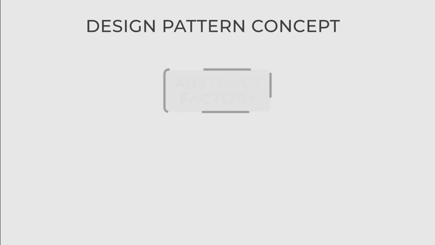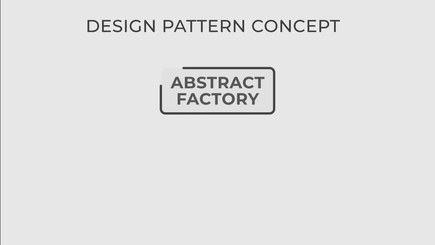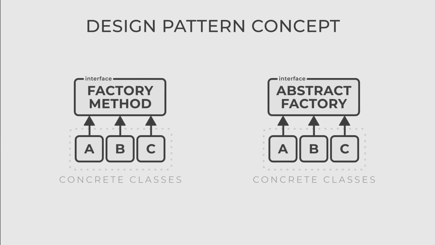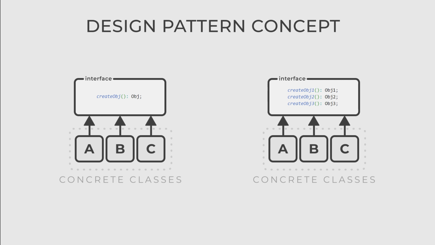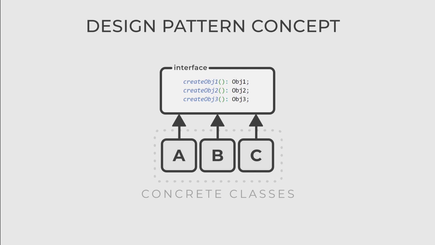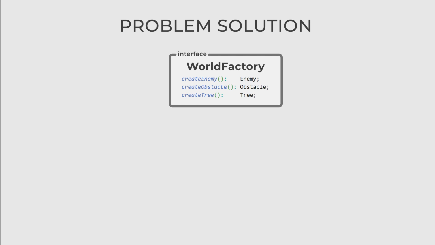The abstract factory is a creational design pattern that provides an interface for creating families of related or dependent objects without specifying their concrete classes. It extends the concept of the factory method pattern by introducing multiple factory methods organized into a single abstract factory class. This pattern is especially useful when a system needs to be independent of how its objects are created, composed, and represented.